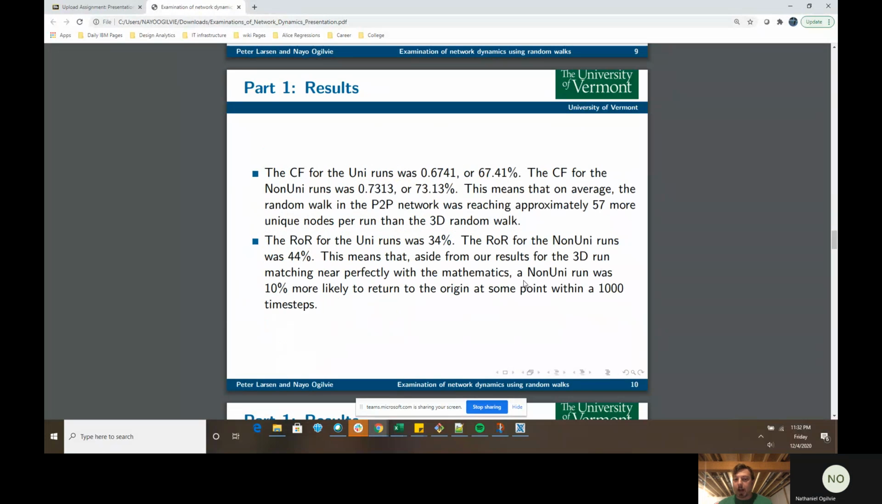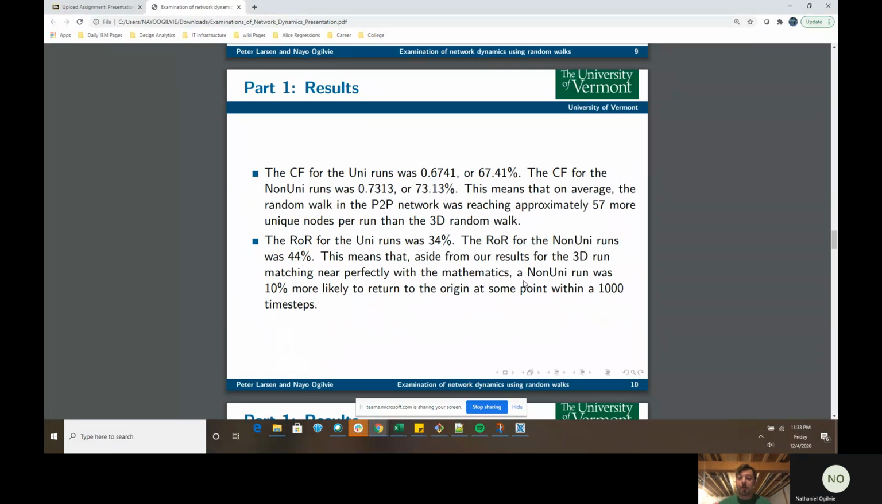So the coverage fraction for the uni runs was 67.41%. The coverage fraction for the non-uni runs was 73.13%. That means that on average, the random walk in the P2P network was reaching approximately 50% more unique nodes per run than the 3D random walk.